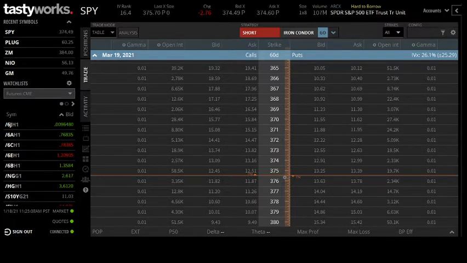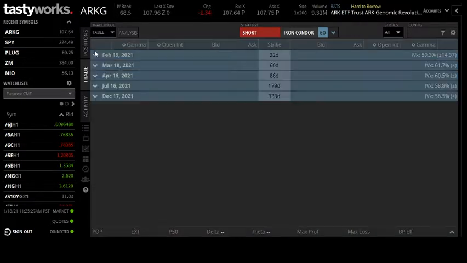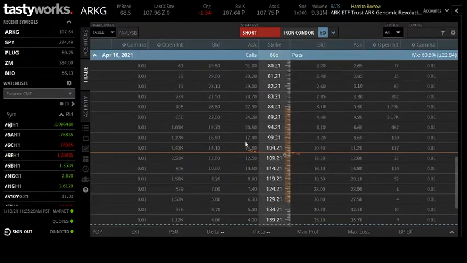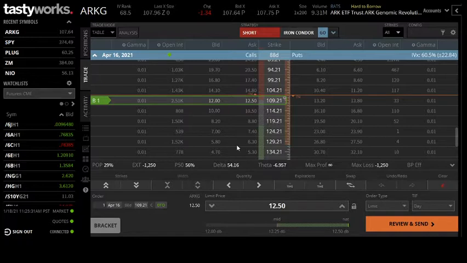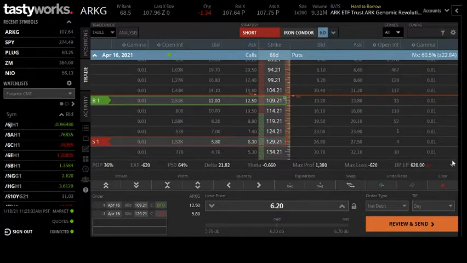If it goes up, you make money, even if it's not till expiration. If it goes up, you make money. You cut it whenever you want. You can just use my ARKG contract as an example. I had April 16th, the 109/129 contract for ARKG. It cost me $300. It is now worth $620.